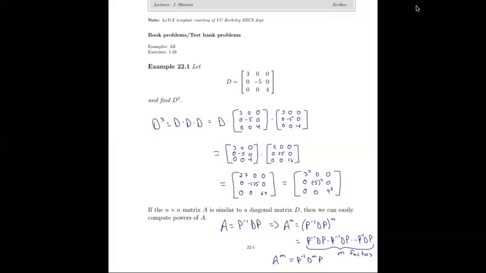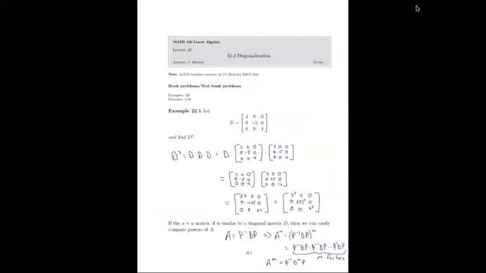Now, how do we find such a diagonal matrix? That's the real question. Maybe one hint as to why we would want to be able to take a matrix to a power.